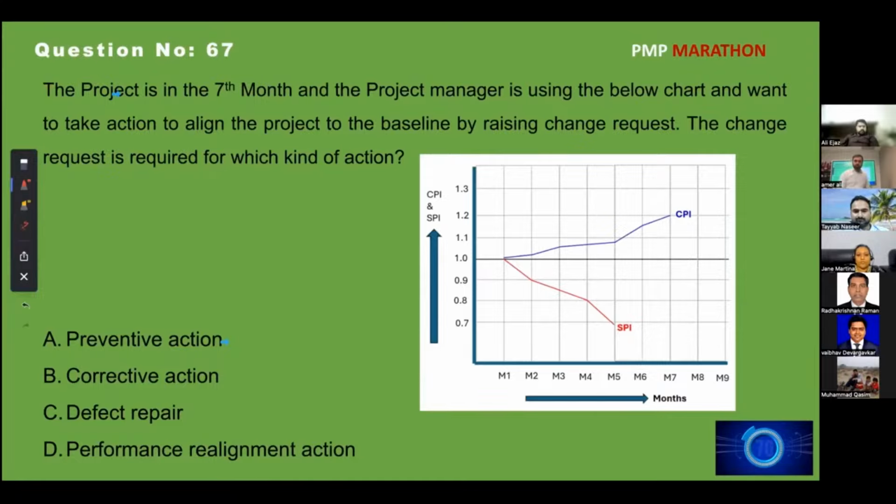Okay, Ahmad, you got this. Ahmad, unmute yourself. Explain the question now. What will be the right answer? Ahmad? You can't talk. No, sir, am I audible? Yes, now you're audible. Explain the question now. The change request is required for which kind of action? The project is in the 7th month, and the project manager is using the below chart and wants to take action to align the project to the baseline by raising a change request. The change request is required for which kind of action?